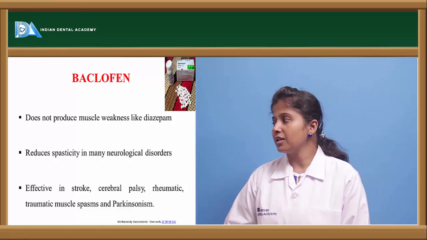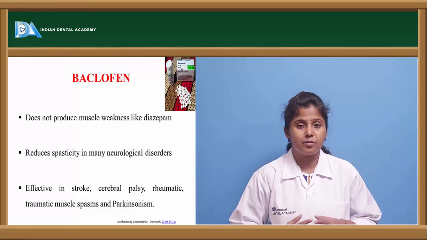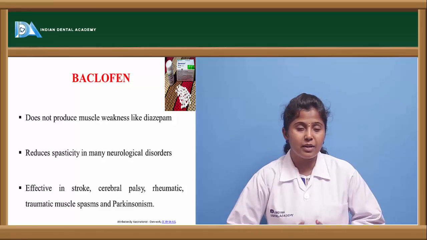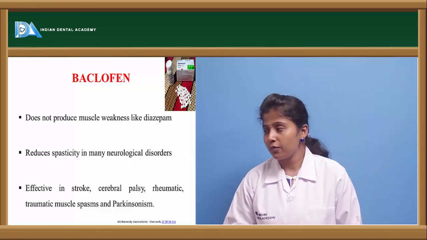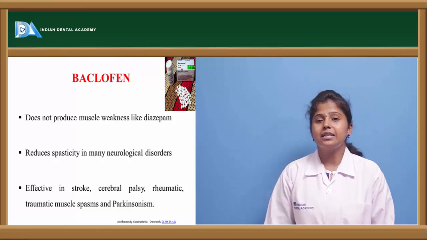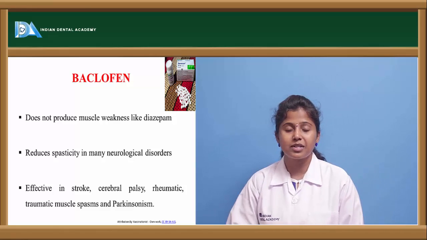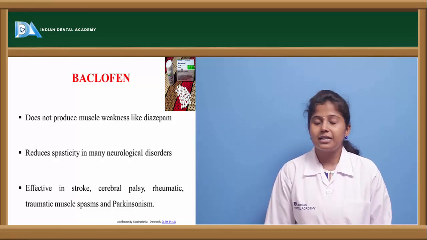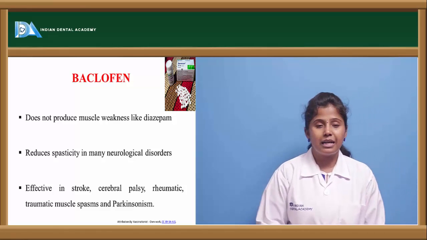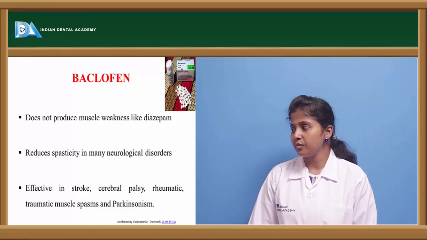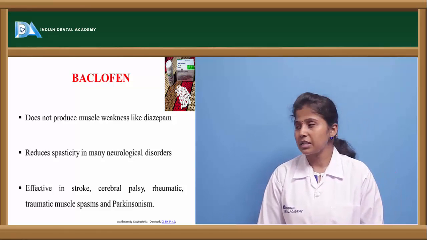So baclofen is a drug which does not produce muscle weakness like diazepam. If we use diazepam for a longer period of time, it may cause skeletal muscle weakness. But baclofen does not affect muscle strength, and it reduces the spasm of the muscle. So if there are any longer spasms, they can be reduced by this drug, and it is effective in stroke. It is used to treat stroke, cerebral related disorders, rheumatoid spasms, and Parkinsonism. This drug is used as a skeletal muscle relaxant.